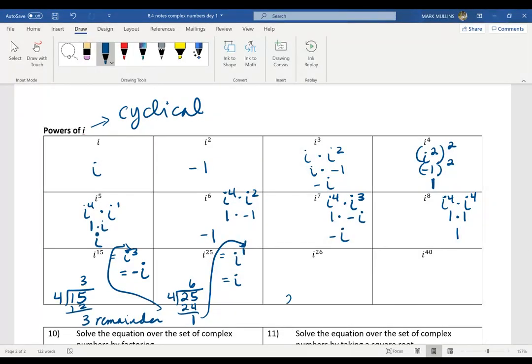For the 26th power, let's go ahead and do that again. 4 divides into 26 6 times. We're left with 2. And so again, that remainder is going to be my new exponent. So this is going to be the same as i squared, and i squared is negative 1. On the last one, I have i to the 40th. And 40 divides evenly by 4. So if it divides evenly, if it's a multiple of 4, it's just going to equal 1. And I guess our property really still works, because if I have i to the 0 power, anything to the 0 power would just be a 1.